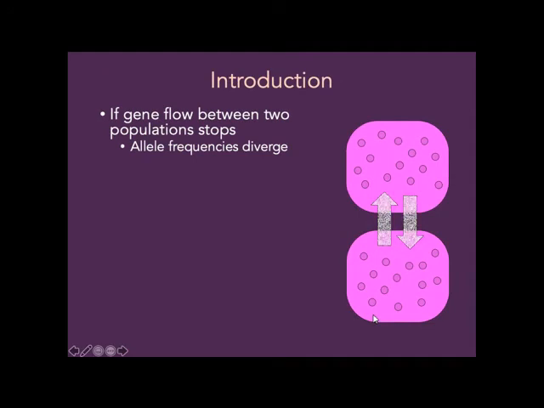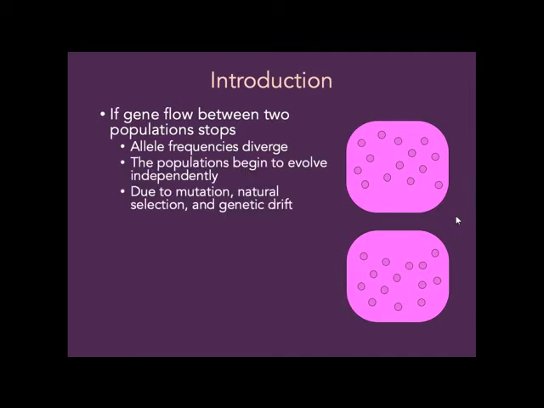All right, so if you have two populations, like this one, and gene flow stops between the two populations, the allele frequencies are going to diverge over time. So the populations are going to evolve independently of one another, and this could happen for a bunch of reasons. It could happen because one population gets a different mutation that's not found in the other population.